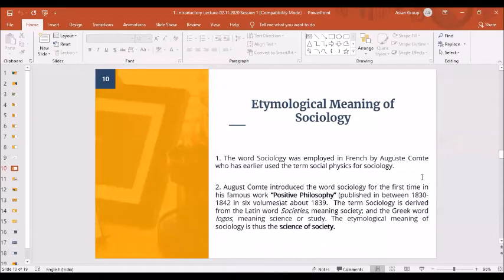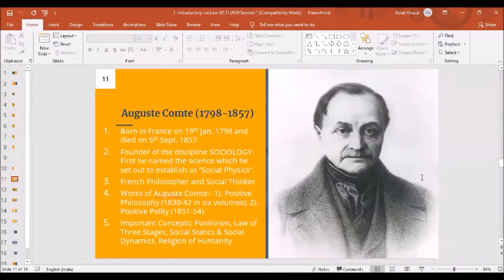For example, sociology. The word sociology was employed in French by Auguste Comte, who had earlier used the term social physics for sociology. Very interesting. So sociology has a connection with natural sciences also. You can consider sociology a social science, but you have to relate it with the physical sciences also. We will discuss that also. There is one lecture on how sociology is related with natural sciences. And this is the picture of Auguste Comte, the founder of the word sociology, or the discipline of sociology.